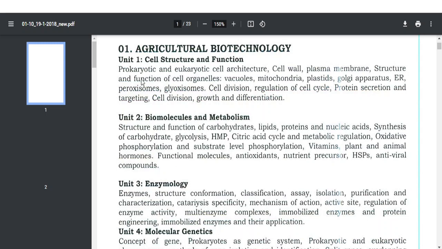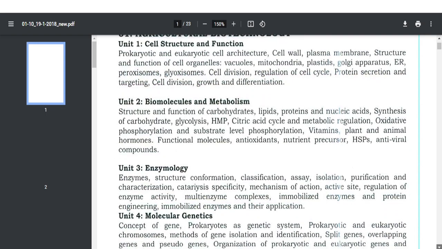First, for prokaryote and eukaryote, you need to refer to the Prescott book. Next, for the rest of the things like plasma membrane, cell wall, structure of various organelles, cell division and cell cycle, protein secretion and targeting, and how a cell grows and differentiates, for all these topics you can refer to Molecular Biology of the Cell by Alberts. I'll be giving the link of all those books in the comment section or in the description of this video.